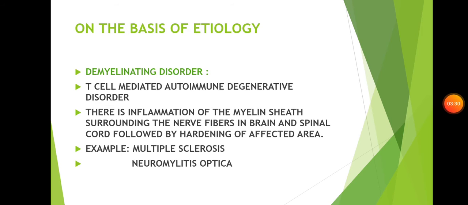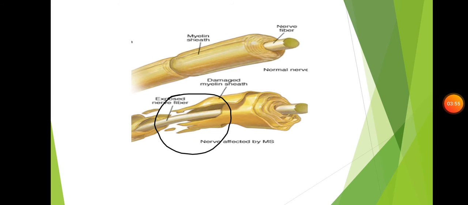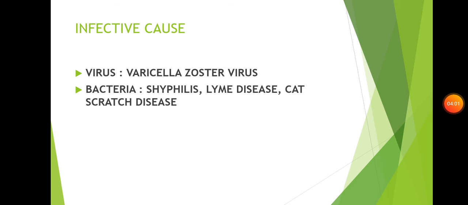Demyelinating disorder. It's a T cell mediated autoimmune degenerative disorder. There is inflammation of the myelin sheath surrounding the nerve fibers in brain and spinal cord, followed by hardening of this affected area. When the myelin sheath is damaged, nerve impulses slow or even stop, causing neurological problems. Examples include multiple sclerosis and neuromyelitis optica. Here you can see the demyelination of the nerve that is caused by multiple sclerosis.